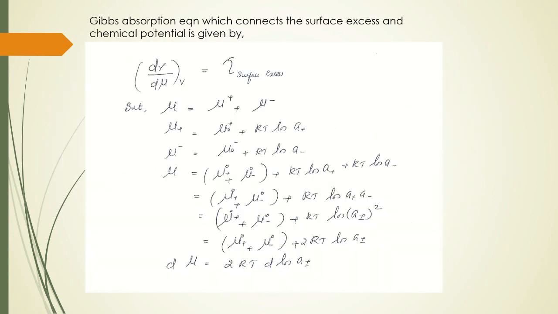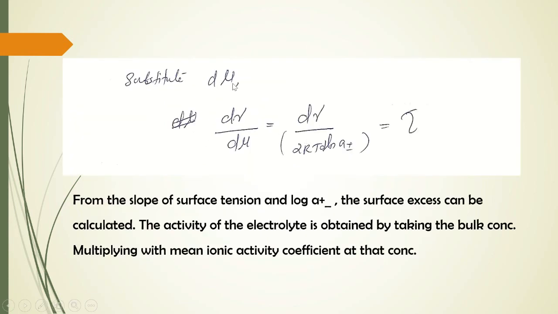In the previous slide, you have seen d mu. This is the value we get: d mu is equal to 2RT d ln a plus or minus. And you will substitute the value of this d mu in the first Gibbs adsorption equation. Substituting the value of d mu, you will get d gamma divided by 2RT d ln a plus or minus is equal to tau, and that is the surface excess.